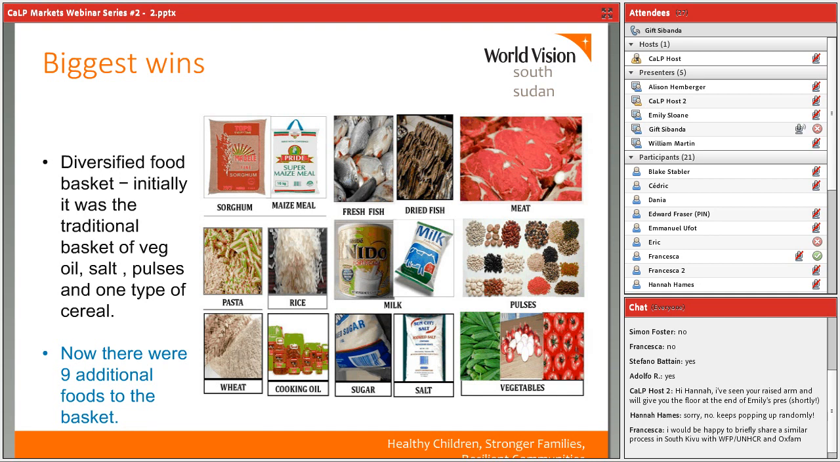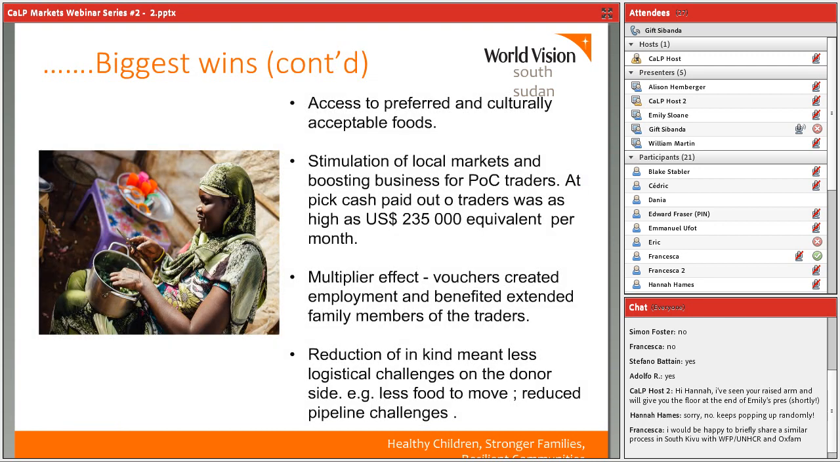One of the biggest wins with this kind of modality was a diversified food basket. You'd appreciate that in kind, the basket remains the same. There are no options. People do not have that kind of option to choose the kind of food that they want. But the biggest win here was that people were able to diversify their diet in terms of the things that they could choose to buy. So from the in-kind modality, now with bringing in this one, we had 9 additional foods in the basket that they could choose from.